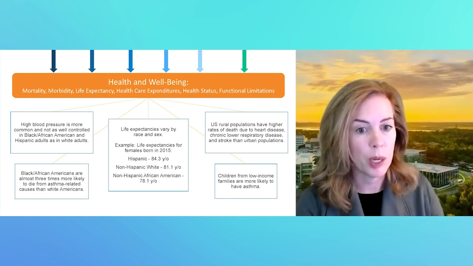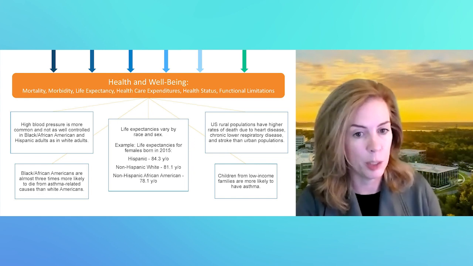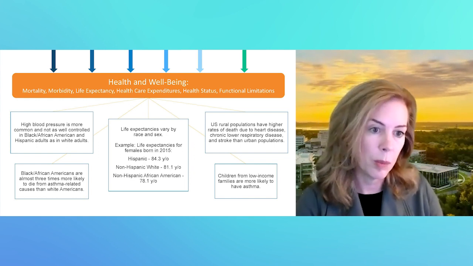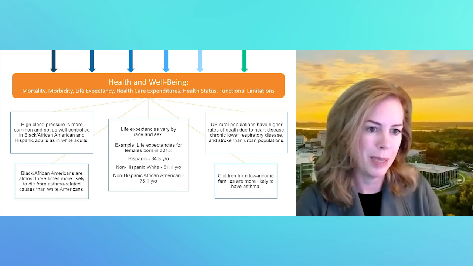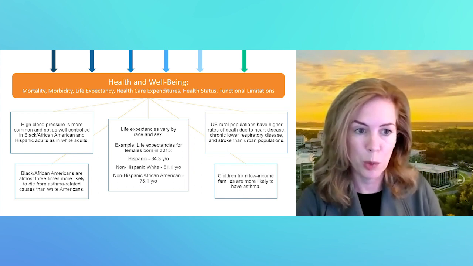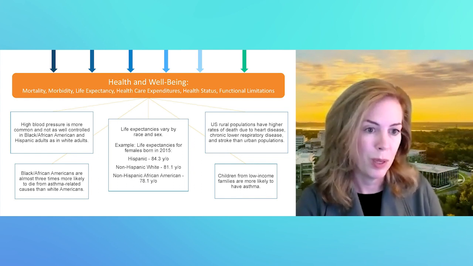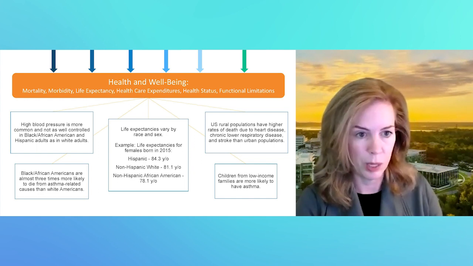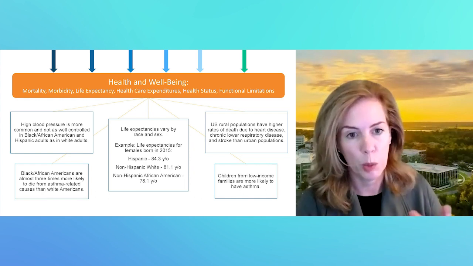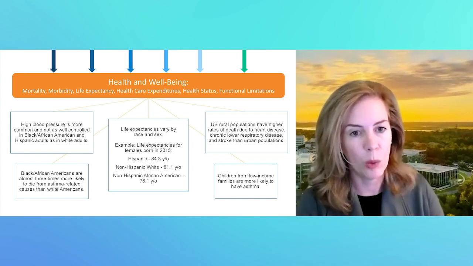Children from low-income families are more likely to have asthma. Black African Americans are more than 3 times as likely to die from an asthma-related event than white Americans. High blood pressure is more common and not as well controlled in Black and African Americans than Hispanic adults and white adults. For U.S. rural populations, what we spoke about before, they have a higher rate of death due to heart disease.